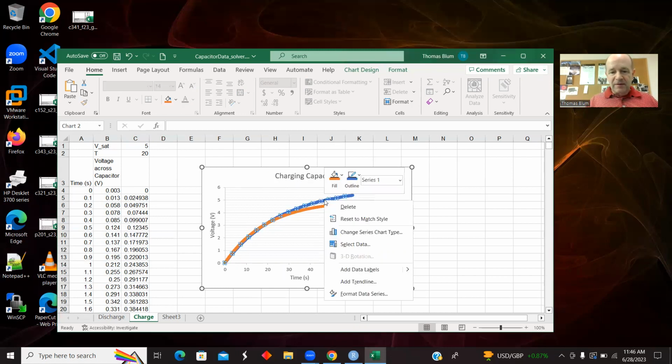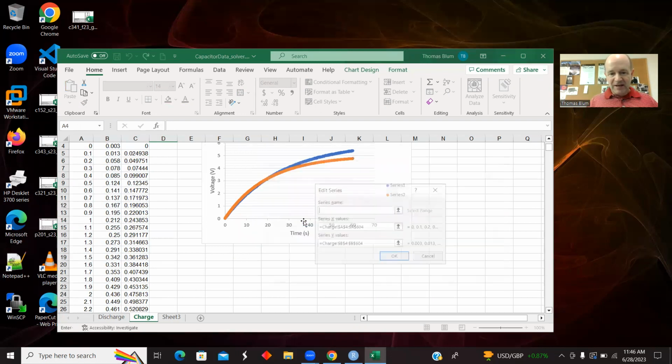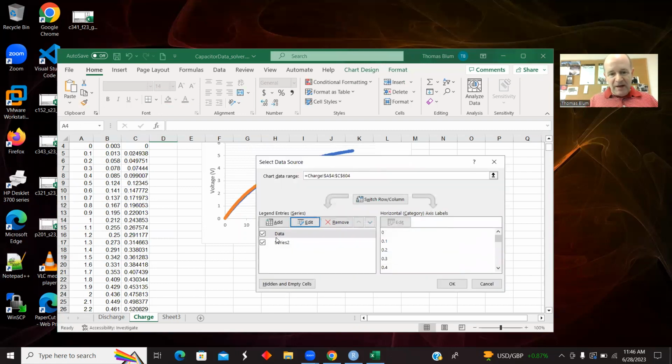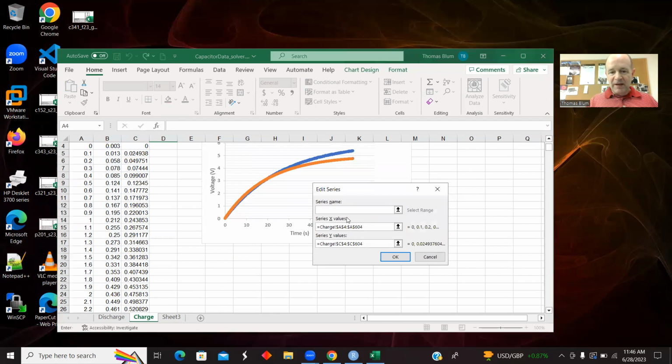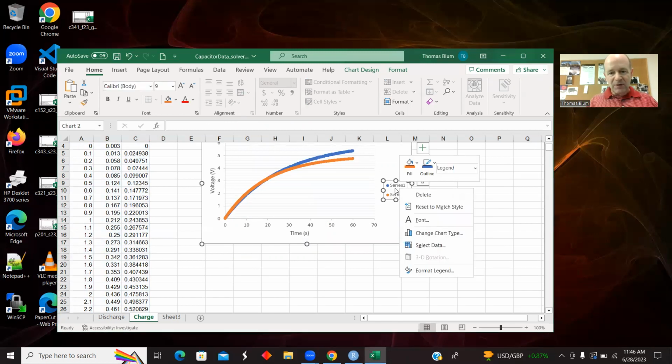And let me highlight here, go to select the data, this data series. I'm going to say edit, give it a name. So this was the first one, so this is the data. And then the second one I'm editing, and I'm going to say that was the fit. Okay, but, well, that didn't work.